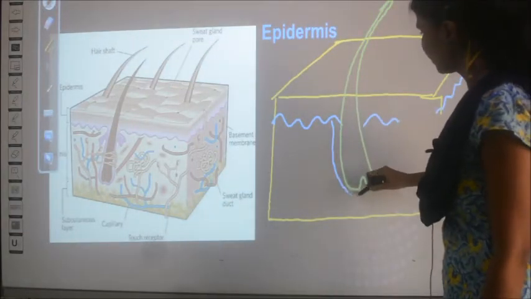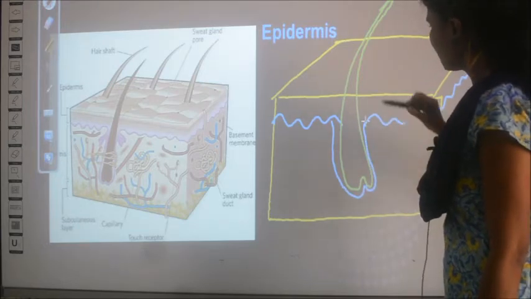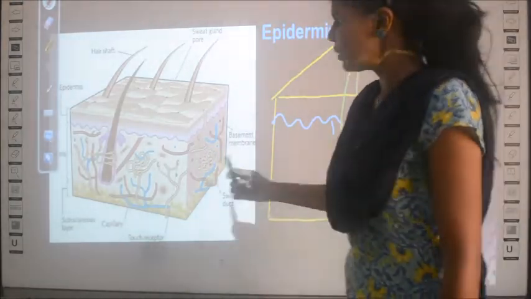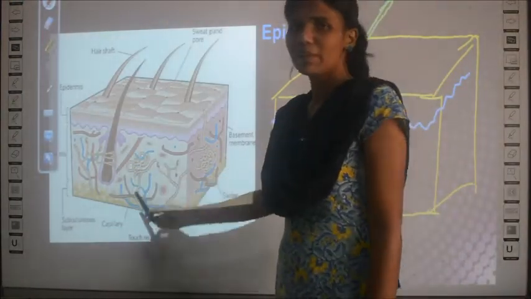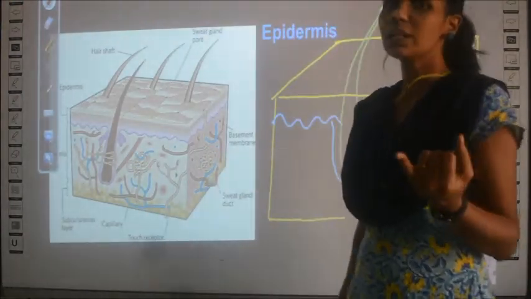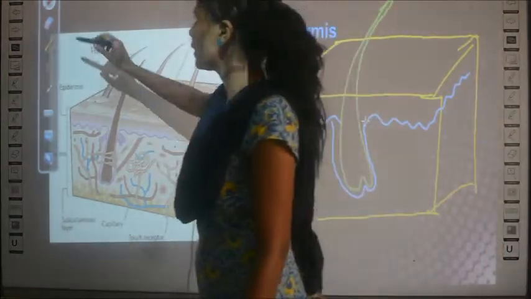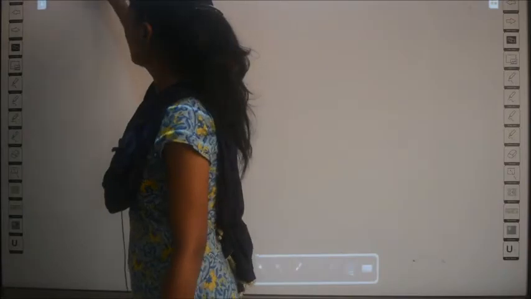So make the epidermis layer surrounding the hair shaft also. Then what else can you see? Can you see two blood vessels here? One is blue in color and the other one is red in color. Why are the blood vessels in two colors? Why not in one color?